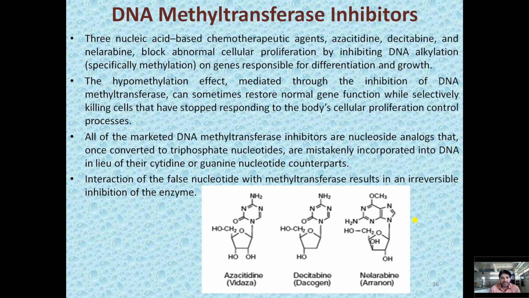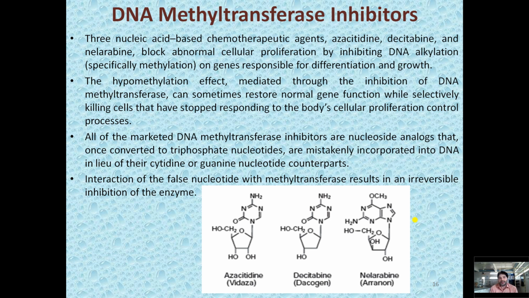Now, we discuss the DNA methyltransferase inhibitors. Three nucleic acid based chemotherapeutic agents, azacitidine, decitabine and nelarabine, block abnormal cellular proliferation by inhibiting DNA alkylation, specifically methylation, on genes responsible for differentiation and growth. The hypomethylation effect mediated through the inhibition of DNA methyltransferase can sometimes restore normal gene function while selectively killing cells that have stopped responding to the body's cellular proliferation control process.